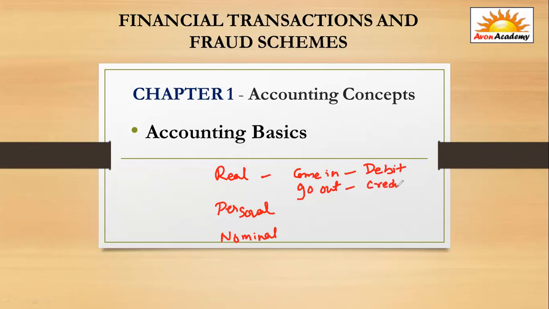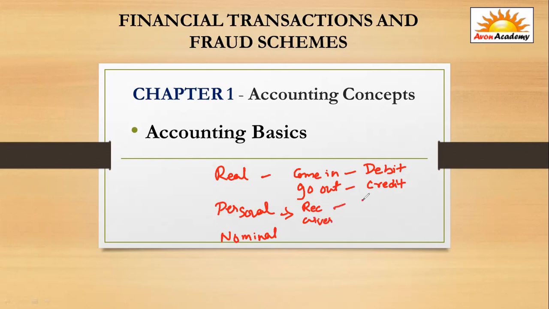Let's say you are buying a mobile. The mobile is coming into the business, so you are going to debit the mobile, and what is going out? Cash is going out from you, so the cash is credited. When it comes to a personal account, that is an individual, like you, me, and others, like Ram, Sham, and so on. A person can be a receiver or a giver.